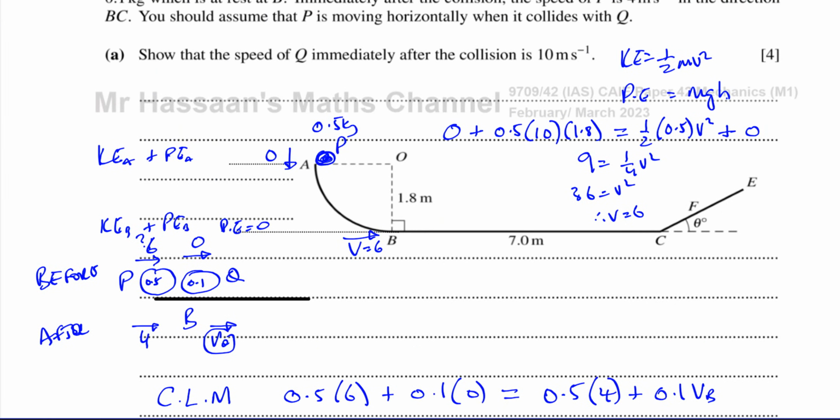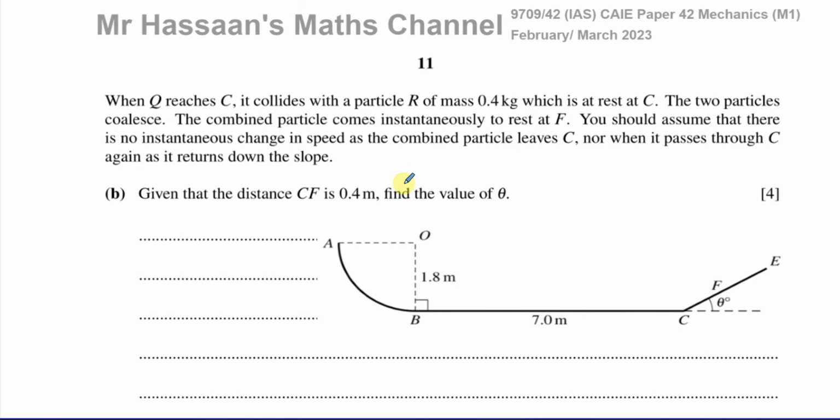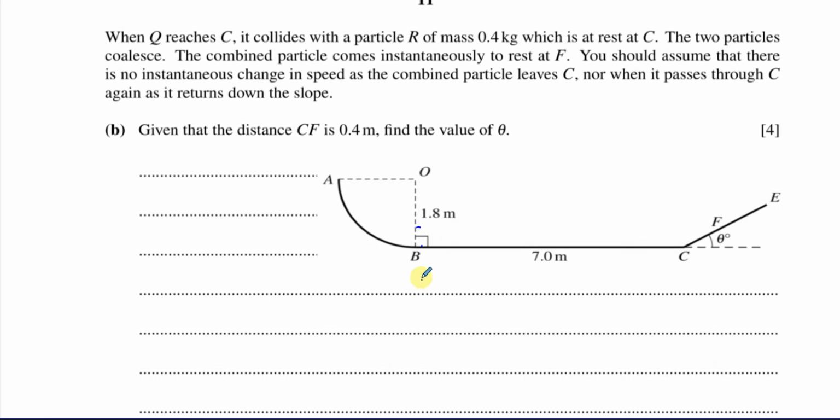Now we're going to go on to part B. It says when Q reaches C. So we had P coming down. Now P is over here after it's collided. Let me just draw it a bit bigger so we can see it better. So P has reached here. P is 0.5 kg, and it's now moving with a speed of 4 meters per second. Q is 0.1 kg and it's moving with a speed of 10 meters per second.